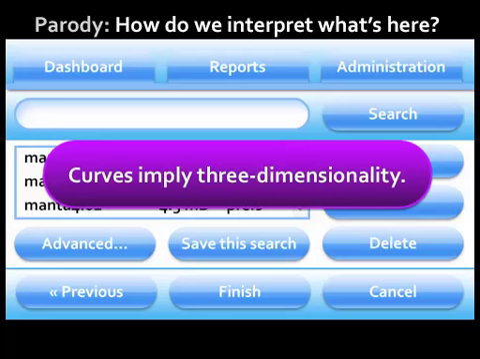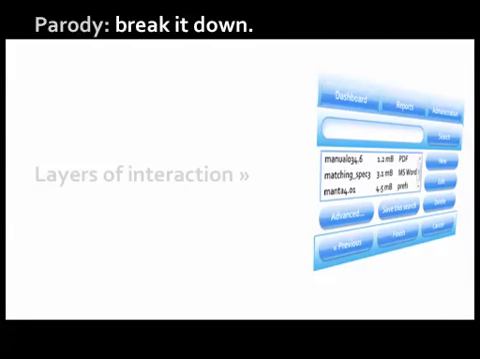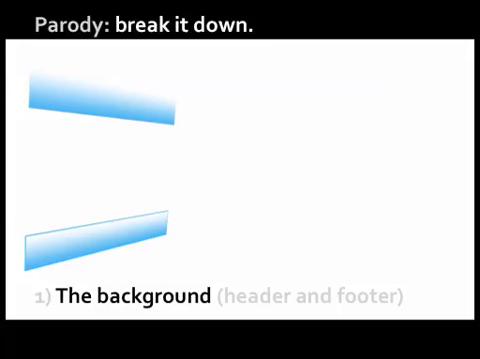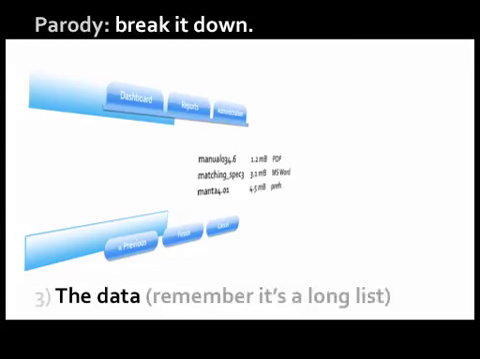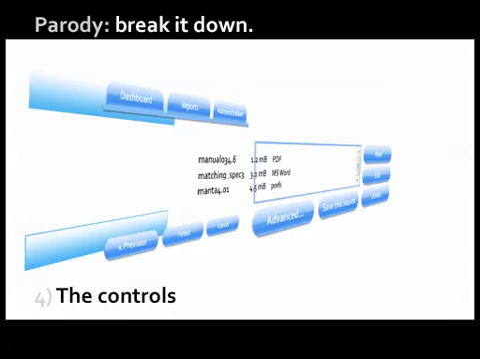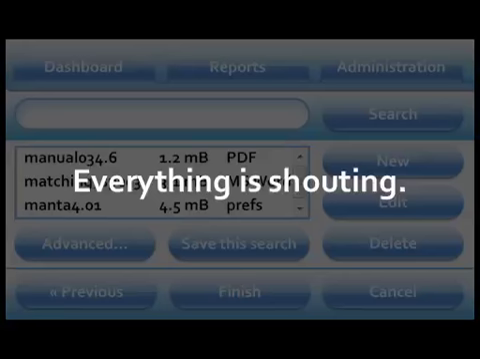Curves imply three-dimensionality, that things are sticking out. And shadows also imply three-dimensionality. You'll see them underneath the tab, behind the button, and behind these buttons. So let's break this one down. We have different layers of interaction. First, there's the background layer in the header and the footer. Then we add the tabs and the nav buttons on top of that. Then we have the data. Remember, this can usually be a very long list, and we're looking at it through a window and controls. And finally, the search box that was plastered on top. Everything is shouting at us.